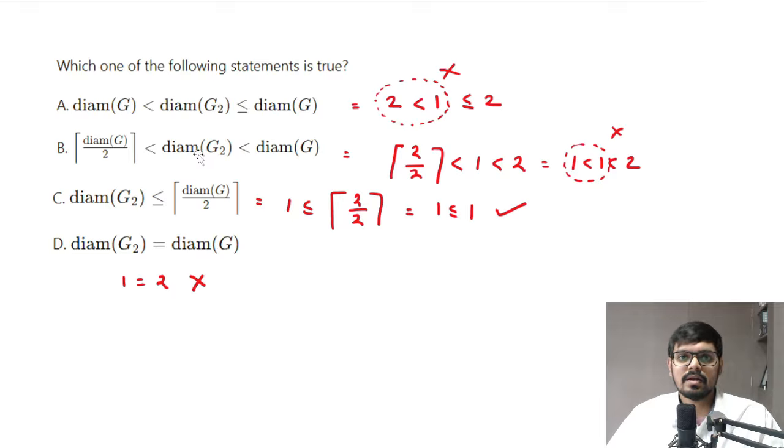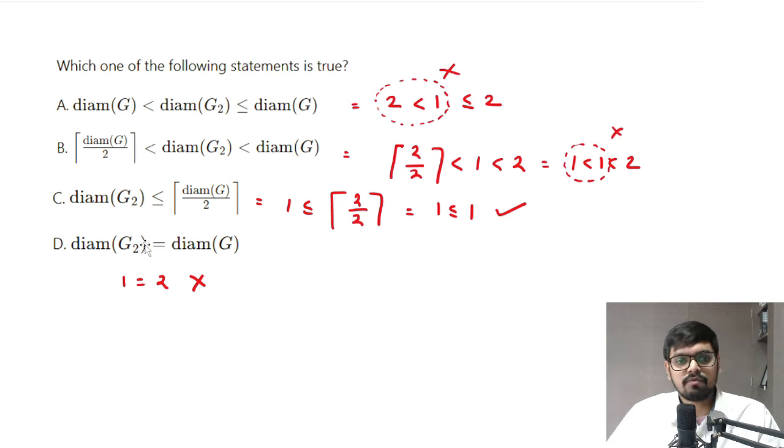1 is less than or equal to 1. Okay, 1 equals 1. But you cannot say 1 is less than 1. So that one is wrong. So this was 1 less than or equal to 2 by 2, so 1 is less than or equal to the ceiling function of 1, which is 1. So yes, it makes sense. Makes sense doesn't mean it's the right option.